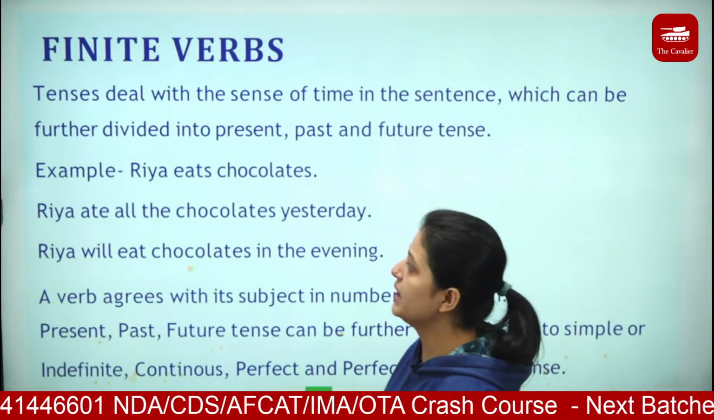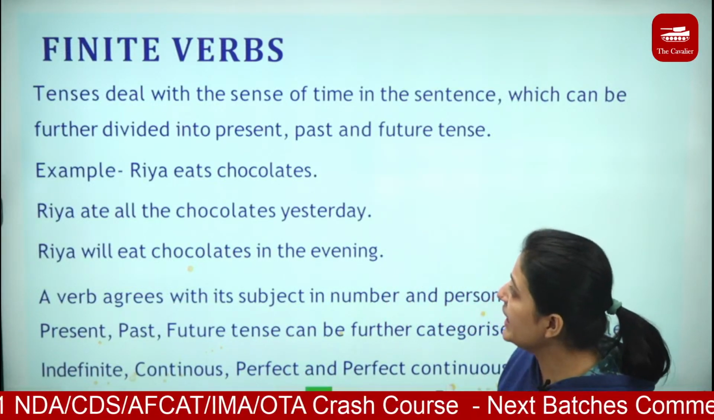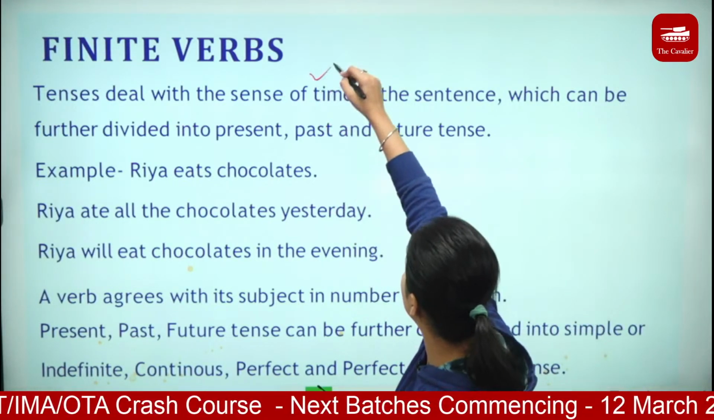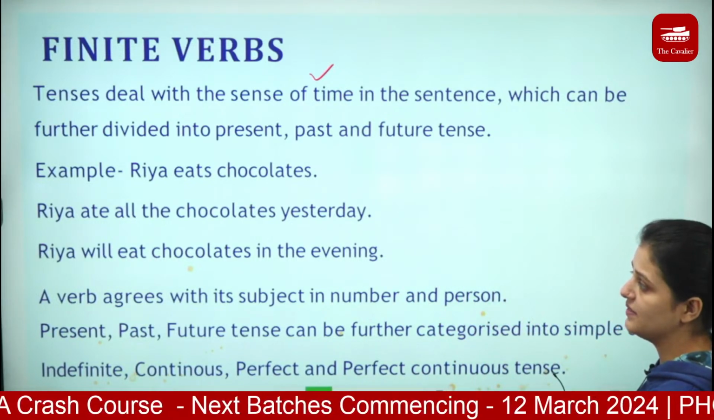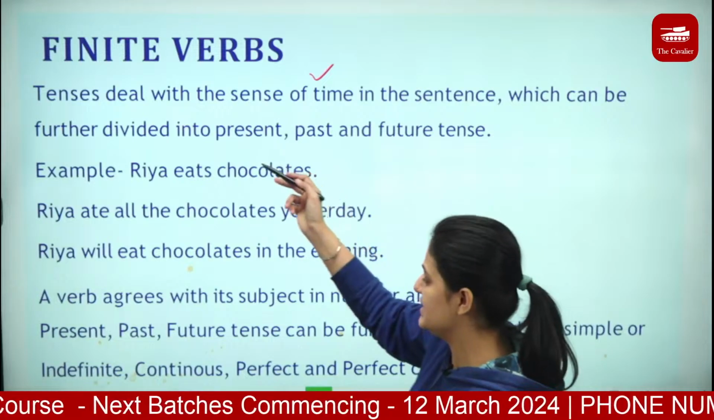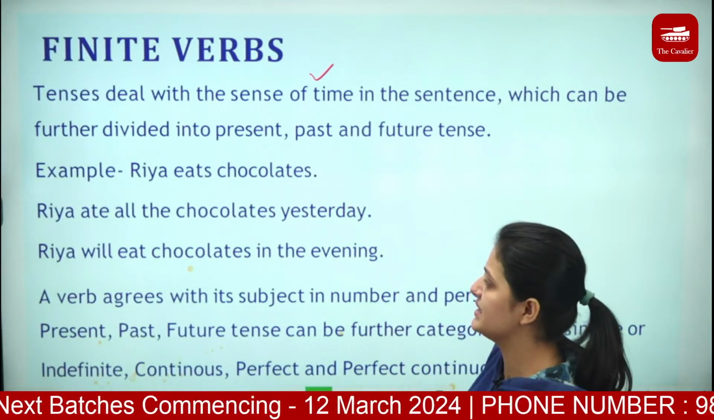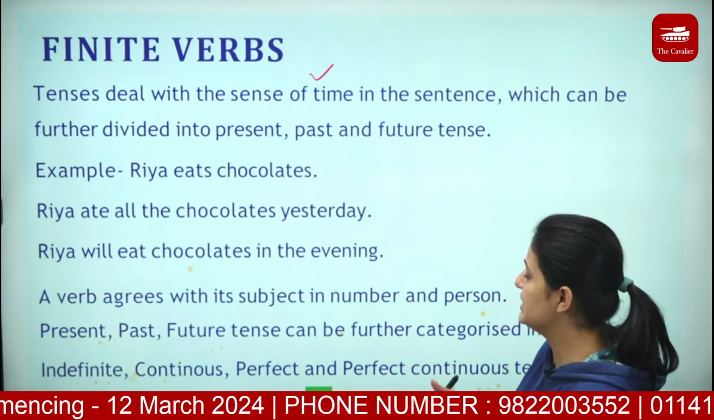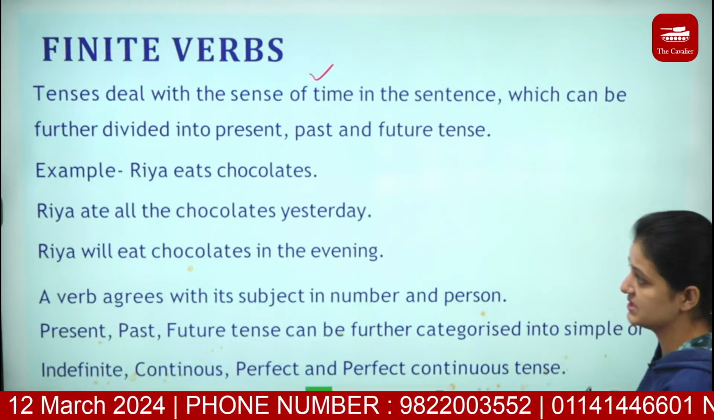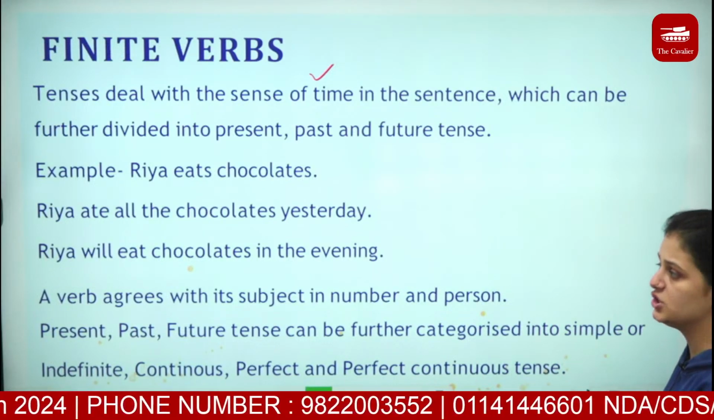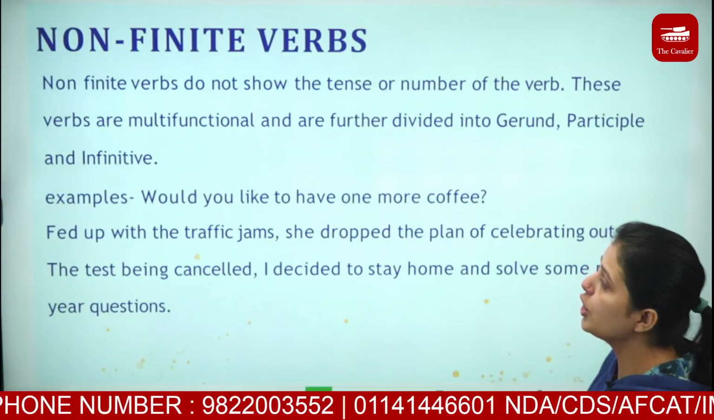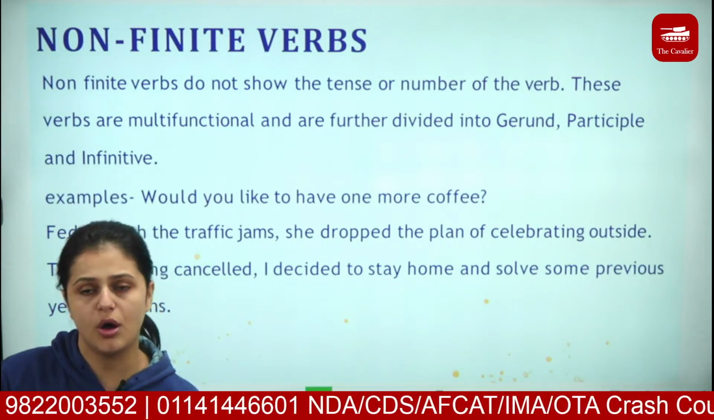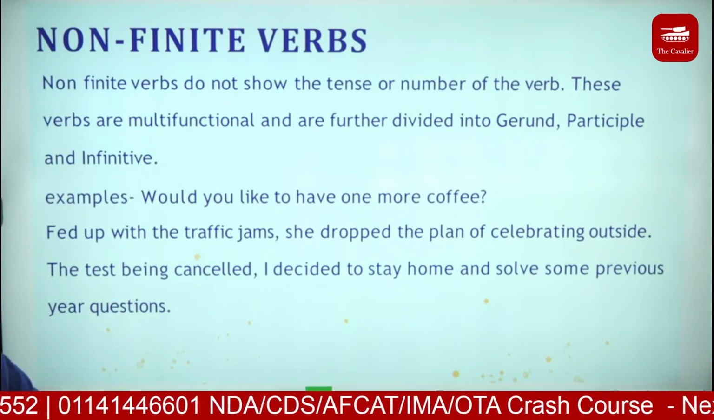Now let's look at what finite verbs are. Finite verbs के अंदर हम basically tenses को count करते हैं जिसमें हमें sense of time का पता चलता है किसी भी sentence के अंदर, जिसको हमने divide किया है present tense में, past tense में और future tense में, और फिर इनकी further divisions होती हैं indefinite, continuous, perfect and perfect continuous. Now we will be moving ahead and doing non-finite verb today, so that हम अपनी next class के अंदर tenses को comprehensively cover कर लें और हमें और अच्छे से समझ में आए.